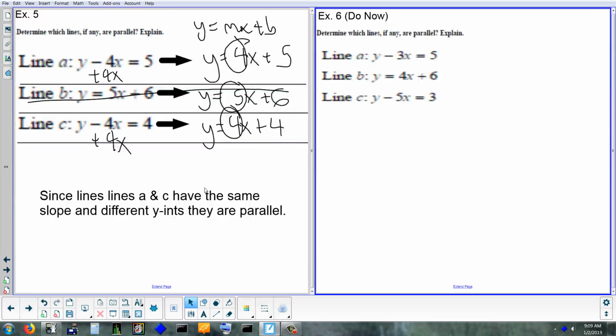We're going to skip example 6. Now, guys, like I said, you'll need your notes tomorrow to fill in the stuff on perpendicular. We'll also do example, what do we skip? Example 4 and example 6. We'll do those tomorrow as a warm-up.